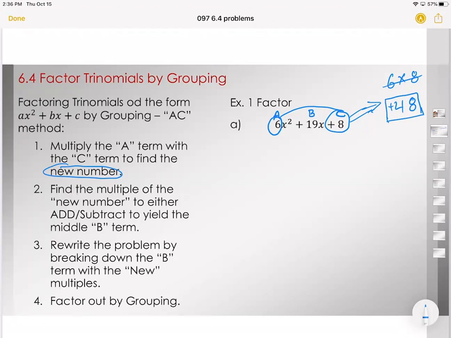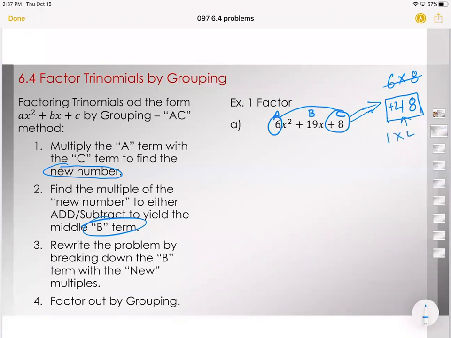We ask ourselves, are there two numbers that multiply to give me 48 and add together? If it's positive, we think in terms of addition. If it's negative, we think in terms of subtraction. Are there two numbers multiplied to give me 48, but add together to give me 19? I ask, are there two numbers that multiply to this number? So we have to list them out, right?